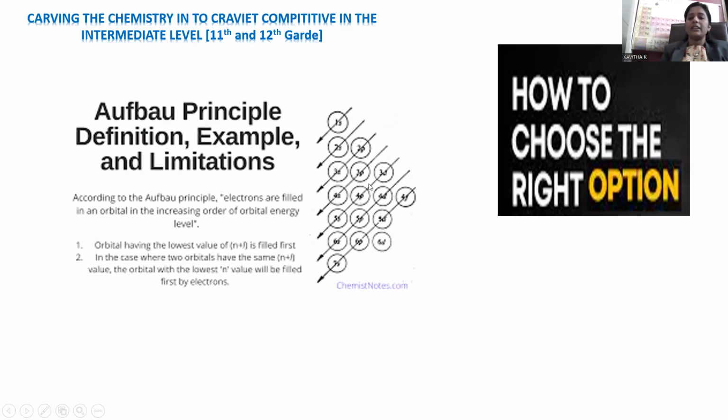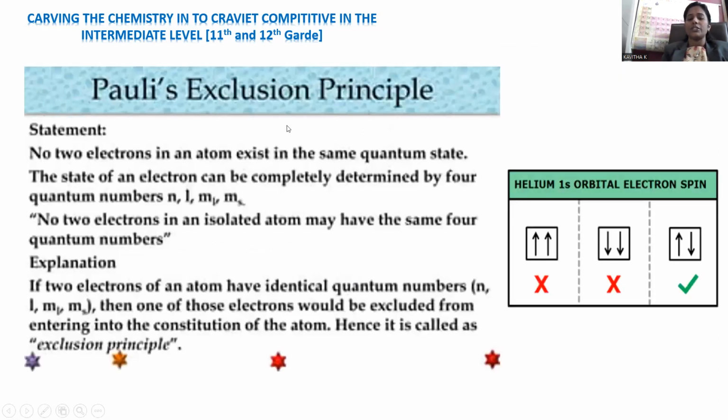Fine. And it is clearly explained with the Euler's diagram, where 1s orbital gets filled first, later on 2s, 2p, 3s. This is the way of increasing order of energy. With increasing energy levels, increasing filling of electrons is possible, called the Aufbau principle. Move on to Pauli's exclusion.